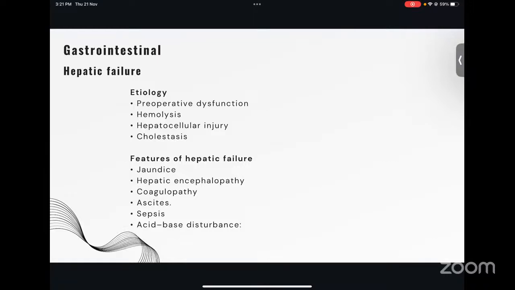The etiology of hepatic failure includes preoperative dysfunction, such as in hepatitis, cirrhosis, or biliary obstruction; hemolysis from blood transfusion, hematoma, or G6PD deficiency; excessive use of the pump sucker; or prolonged bypass. Hepatocellular injury, low cardiac output state, right heart failure, and hepatotoxic medication are also associated with it, especially acetaminophen.